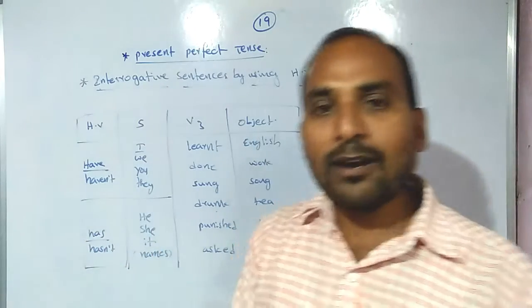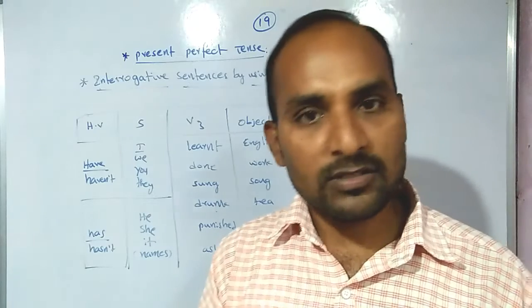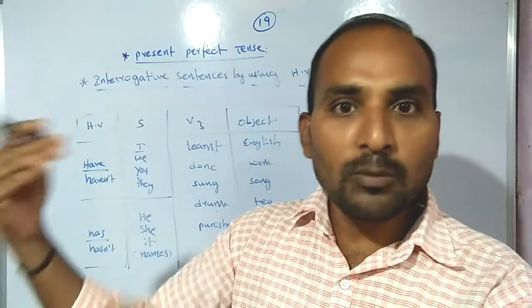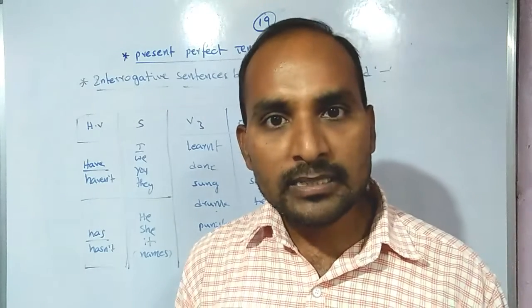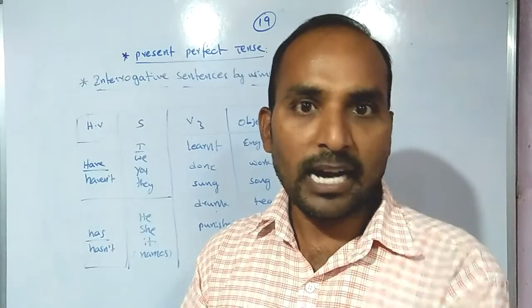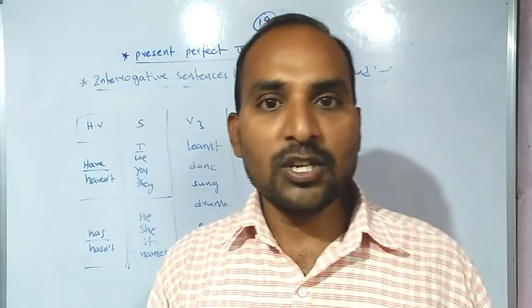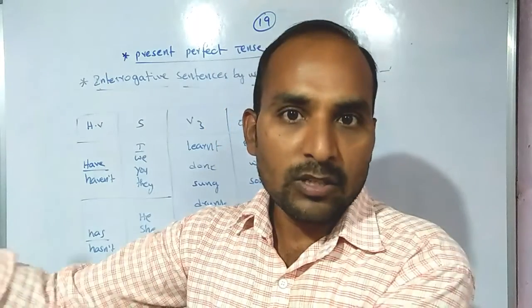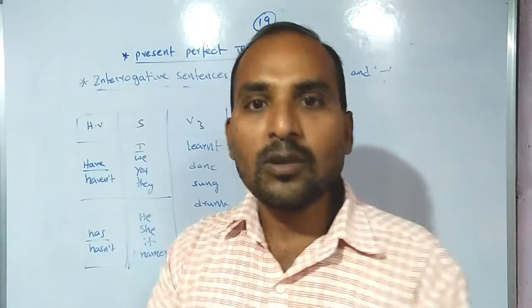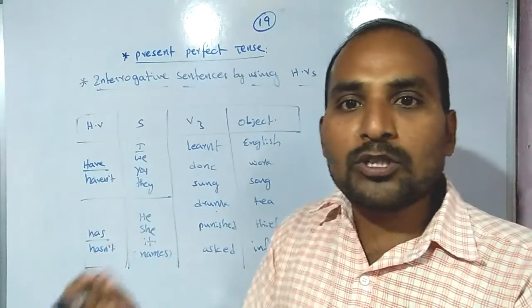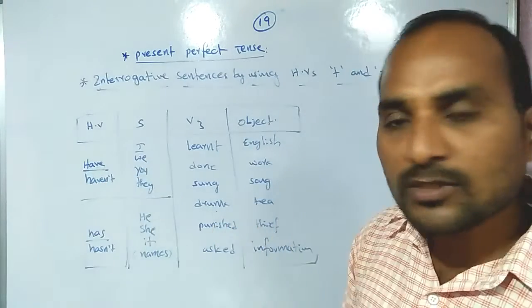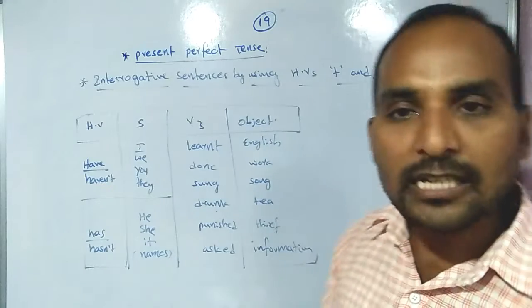Okay, so have I asked any questions? Haven't I asked any questions? So have I gone to Mumbai? Haven't I gone to Mumbai? So have I done my job? Haven't I done my job? Has she gone to village? Hasn't she gone to village? So has he gone to school? Hasn't he gone to school? So like this we can frame positive sentences as well as negative sentences in the present perfect tense.